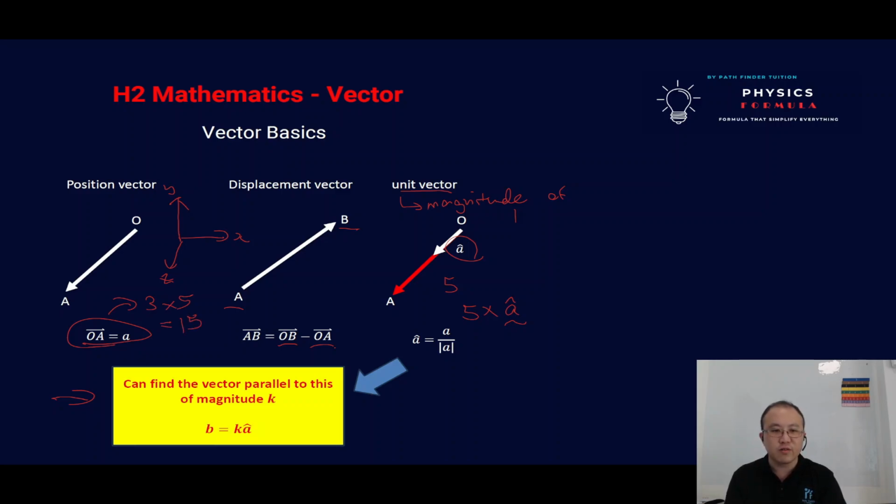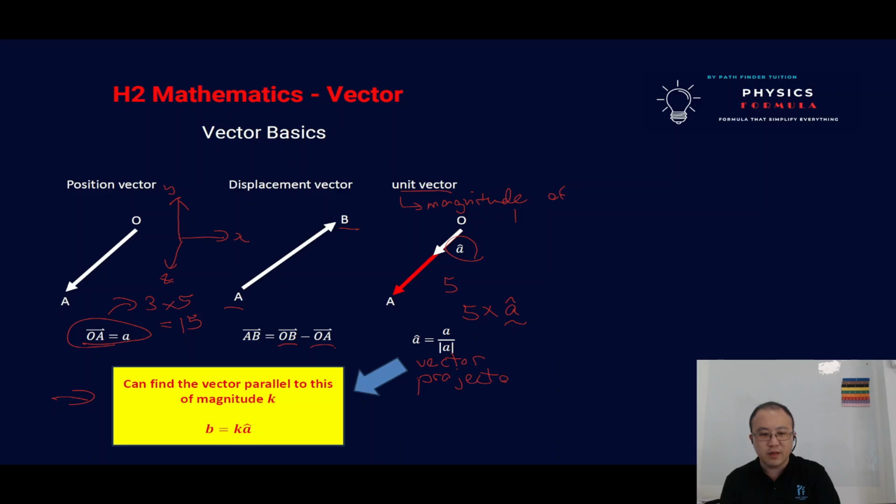So the usefulness is that I can use the unit vector of anything at all. I multiply it by the magnitude, and then I will get a vector that is parallel to this vector OA and of the magnitude that you want. This is commonly what we do when we want to find the vector projection.